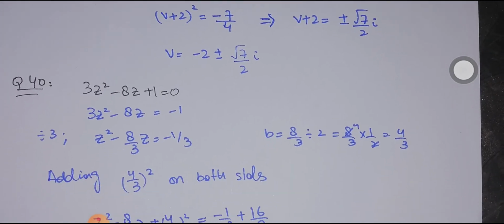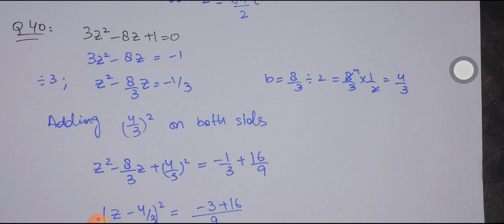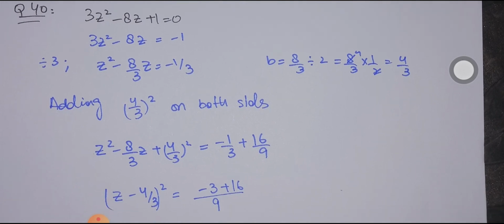Next we have question number 43: 3z square minus 8z plus 1 is equal to 0. Again we have to divide the whole equation by 3 to get the coefficient of the square term to be 1.